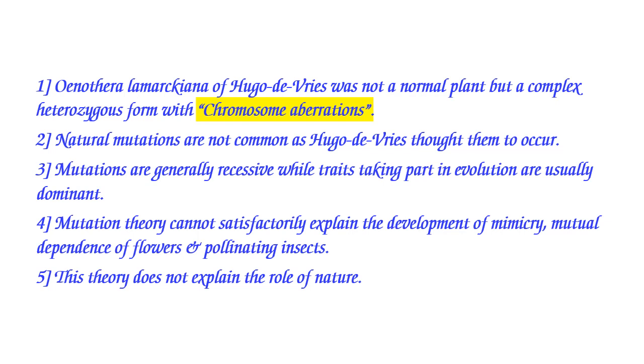And the fourth criticism: mutation theory cannot satisfactorily explain the development of mimicry and the mutual dependence of flowers and pollinating insects, that is mutualism. It is not explained properly. And the fifth criticism: this mutation theory does not explain the role of nature. So these are the drawbacks of the mutation theory proposed by Hugo de Vries.